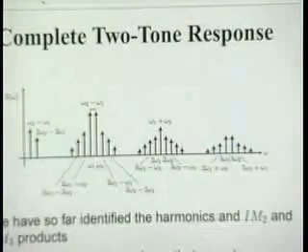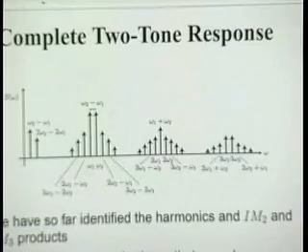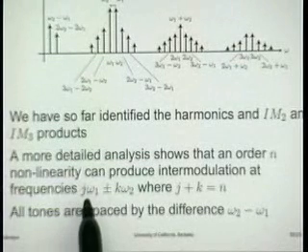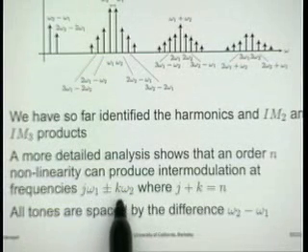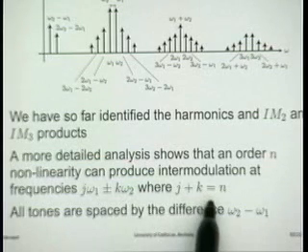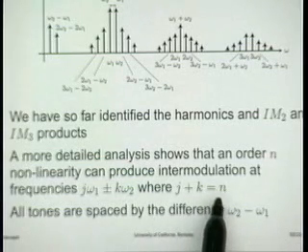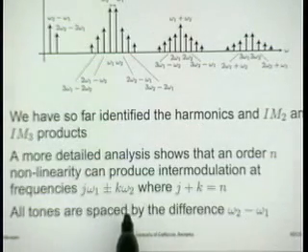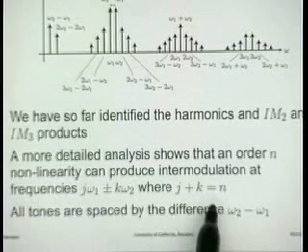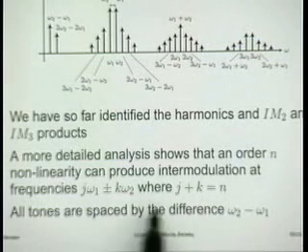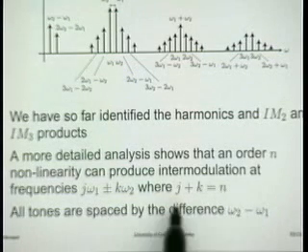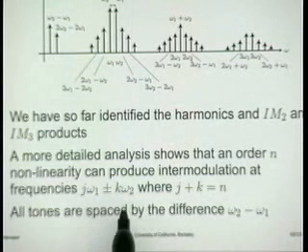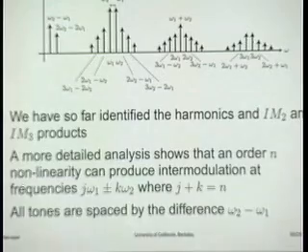And what you find, if you do the detailed analysis, is that if you have an nth order power, then you get frequency components j omega 1 plus or minus k omega 2, where j plus k add up to n. So for instance, for second order, you can see this equation tells you that you get omega 1 plus omega 2 and omega 1 minus omega 2. For n equals 3, a third order distortion, you get basically 2 plus 1 is equal to 3, 1 plus 2 is equal to 3, so I get 2 omega 1 minus omega 2 and 2 omega 2 minus omega 1. Right? And plus or minus.